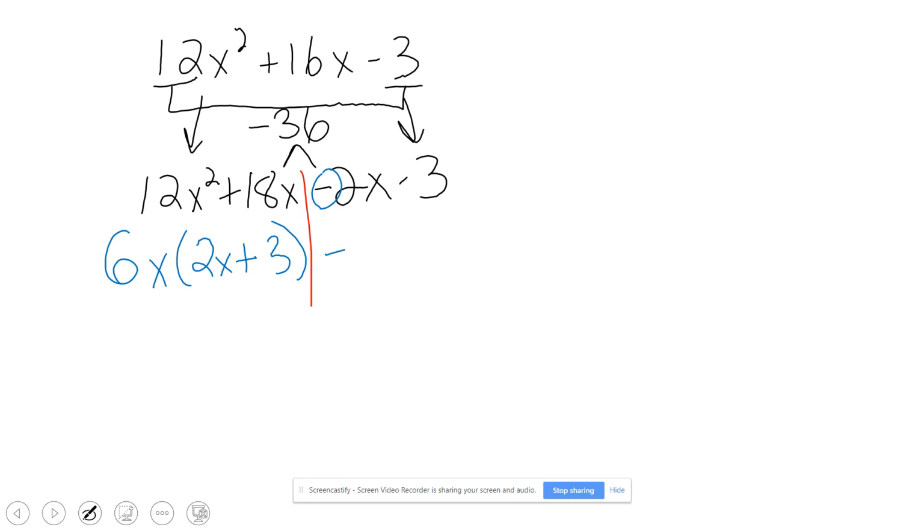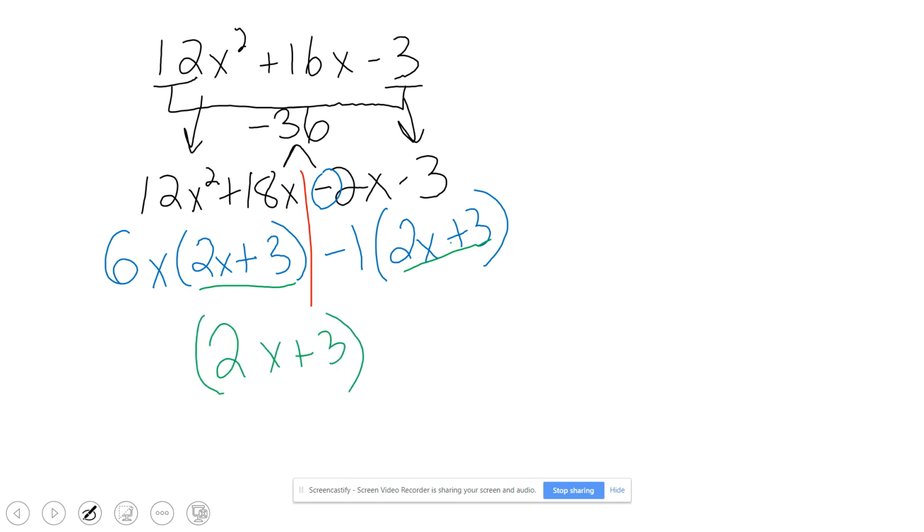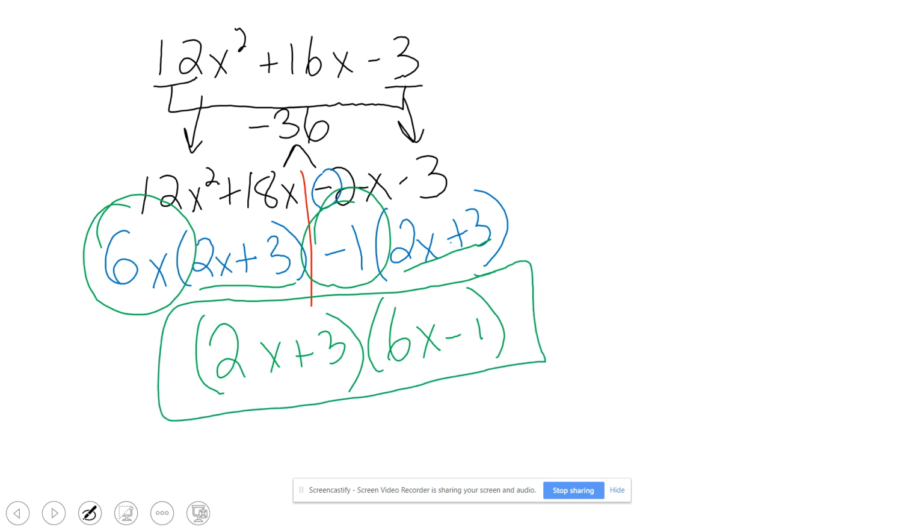Bring down that subtraction. And the common factor between 2 and 3 is just 1. So we're pulling out a negative 1. Negative 2x divided by negative 1 is a positive 2x. Negative 3 divided by negative 1 is a positive 3. Again, double check the parentheses. They are exactly identical. So 2x plus 3 is one of my answers or factors. And then 6x minus 1 is the other factor. And that is factored form.